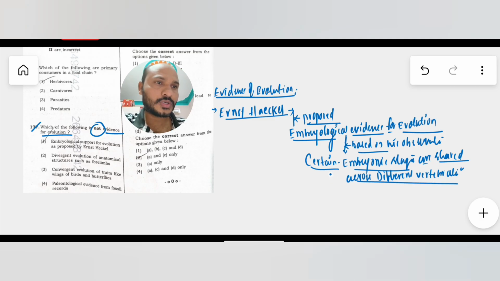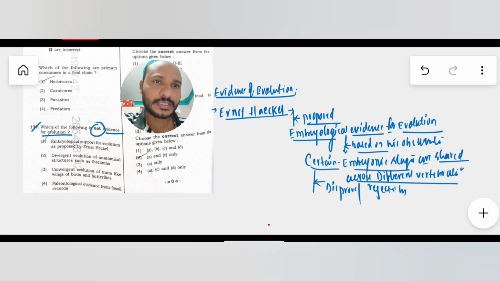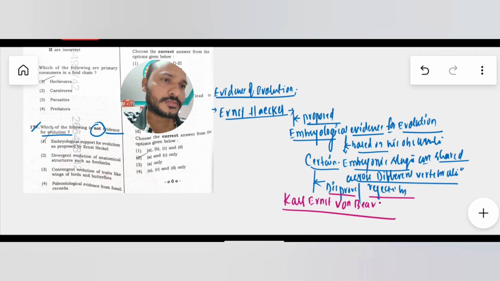However, this evidence was disproved or rejected by another scientist. This statement by Ernest Haeckel was disproved by a scientist called Karl Ernst von Baer. He disproved Ernest Haeckel's statement that certain embryonic stages are shared across different vertebrates.